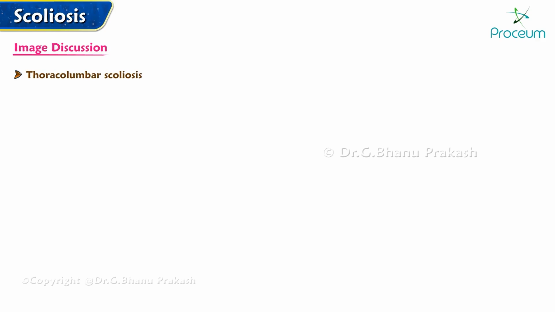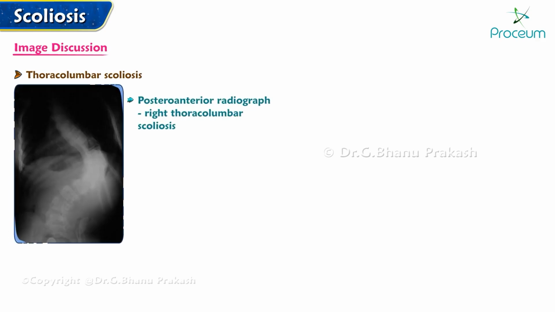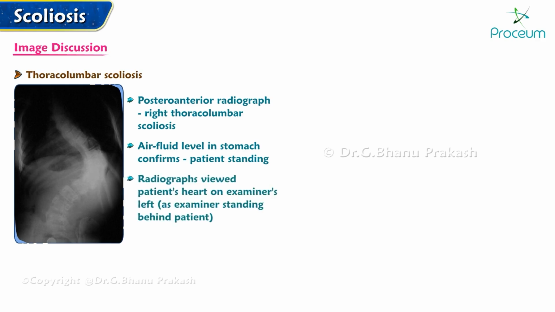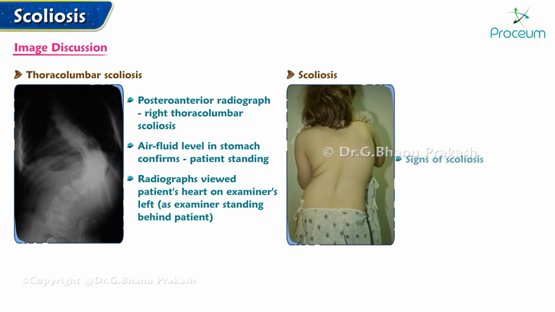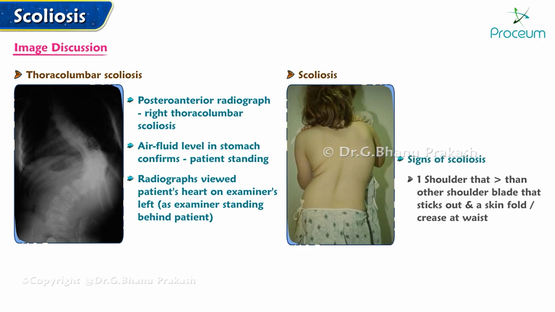Thoracolumbar scoliosis. Here is a postero-anterior radiograph demonstrating right thoracolumbar scoliosis. The air fluid level in the stomach confirms that the radiograph was taken with the patient standing. Scoliosis radiographs are viewed with the patient's heart on the examiner's left, as if the examiner is standing behind the patient. Scoliosis. Signs of scoliosis include one shoulder that is higher than the other, a shoulder blade that sticks out, and a skin fold or crease at the waist.